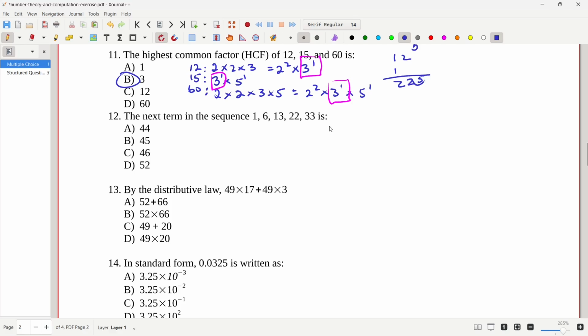All right, next. The next term in the sequence is this. Now, we can do a common difference between the two of them. So, the difference between 1 and 6 is 5. Between 6 and 13 is 7. Between 13 and 22 is 9. And between 22 and 33, it's 11. We can see that the difference between 5 and 7 is 2. The difference between this is 2. The difference between this is 2. So we notice that this sequence is following some kind of quadratic equation.